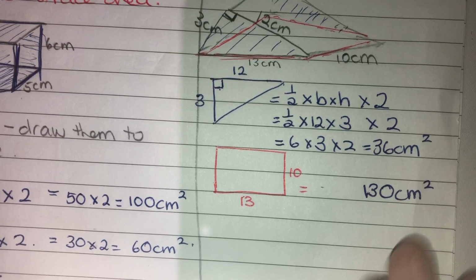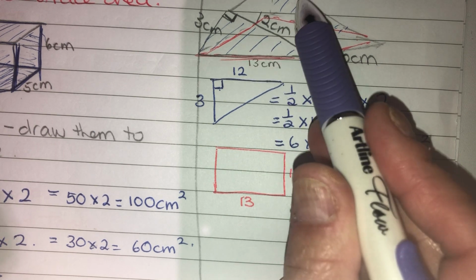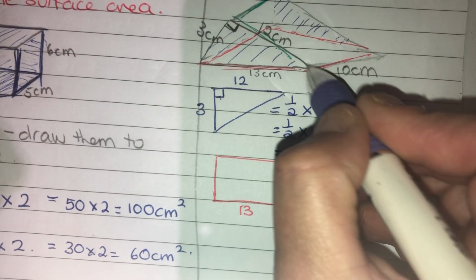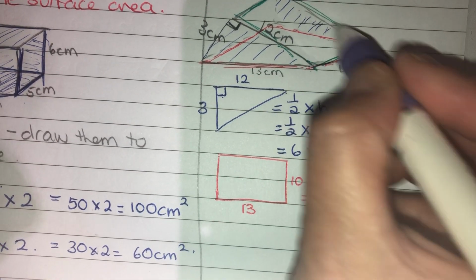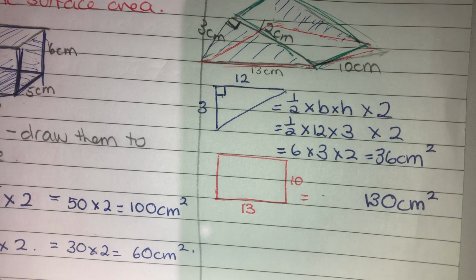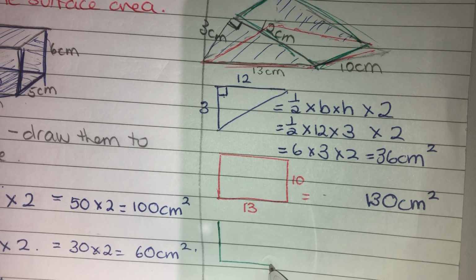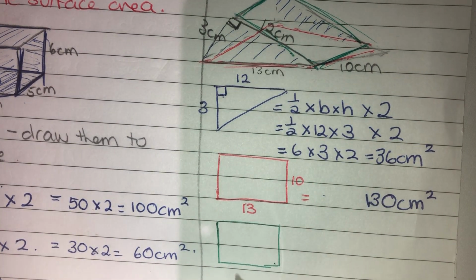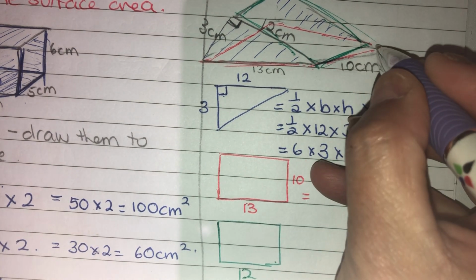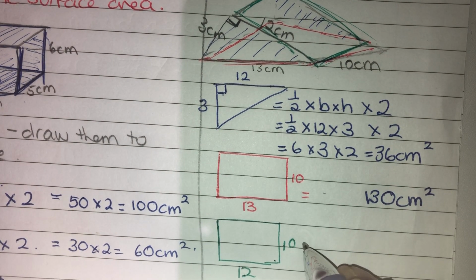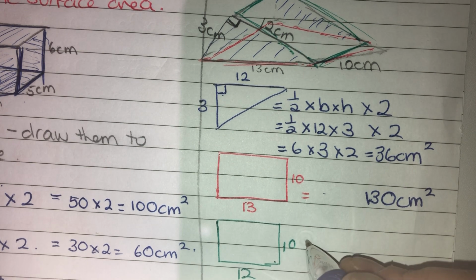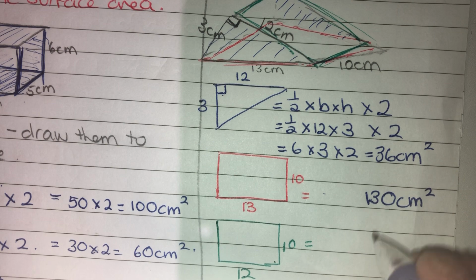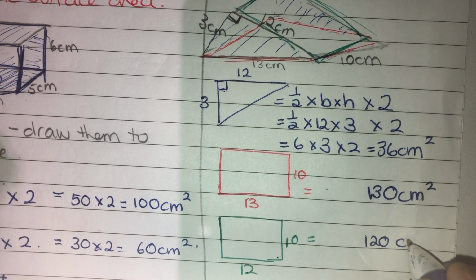All right, so we've done 2 ends and a flat bottom. So now I'm going to do this top wedge. Okay. So this top wedge, believe it or not, is also a rectangle with this side 12 and this length being 10. And there is only one of those, and 12 times 10 is 120 centimetres squared.